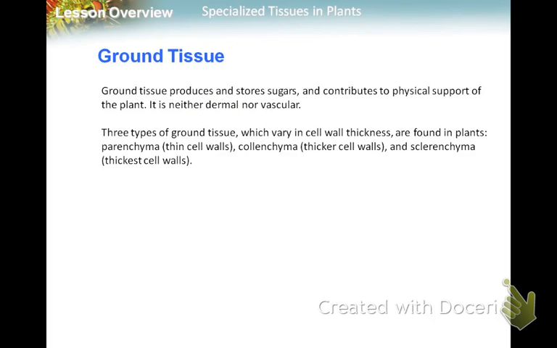The second type of tissue is called ground tissue. It produces and stores sugars and helps support the plant. It is neither dermal nor vascular. Sorry, this is the third type of tissue. And then we have three types of ground tissue: parenchyma, collenchyma, and sclerenchyma. Parenchyma has thin cell walls, collenchyma has thicker cell walls, and sclerenchyma has the thickest cell walls.